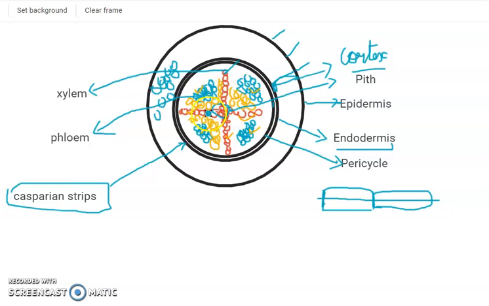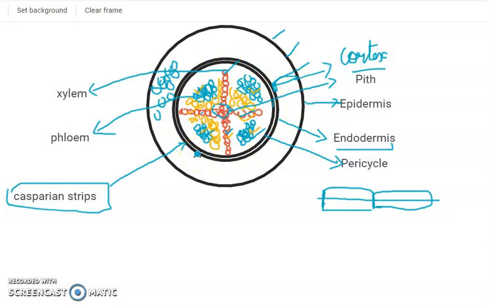Okay, and now let us learn about xylem and phloem itself. So there will be 2 or 4 xylem and phloem. You can see it here. It is 1, 2, 3, 4. So phloem is 4 and in the same way xylem is also 4. So either it will be 2 or 4 and they are found as patches around the endodermis.